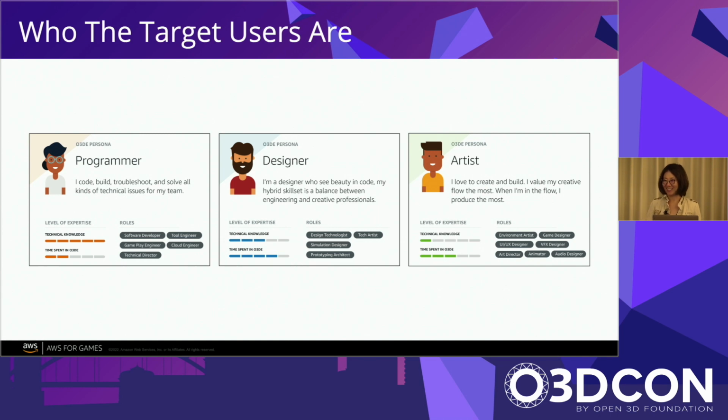I want to emphasize that artist is the most important role we are designing for in O3DE. Because when we talk to the different users, programmers are the ones who help the team pick their engine first, build the environment, and set up the engine for the team to start using it.